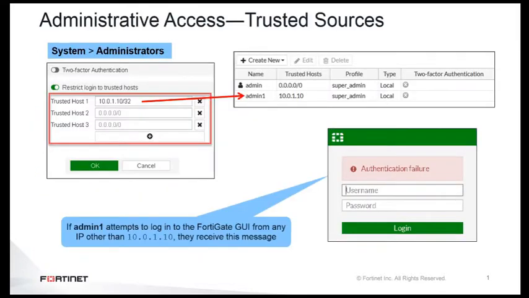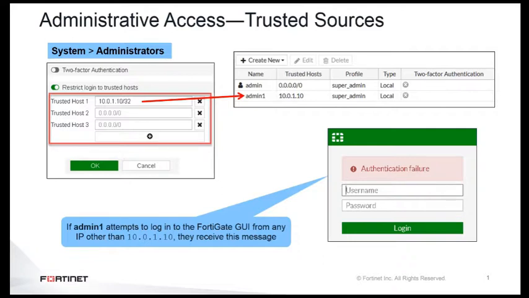Another way to secure your FortiGate is to define the hosts or subnets that are trusted sources from which to log in. In this example, we have configured 10.0.1.10 as the only trusted IP for admin1, from which admin1 can log in. If admin1 attempts to log in from a machine with any other IP, they will receive an authentication failure message.